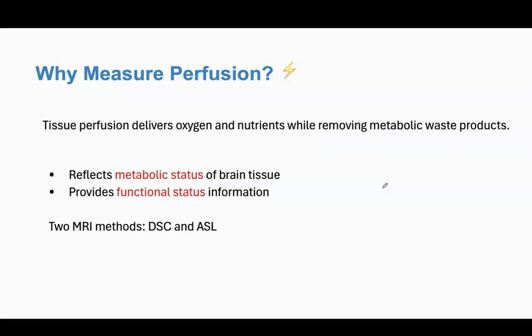Why do we have to measure perfusion? Tissue perfusion delivers oxygen and nutrients and removes metabolic waste. So it reflects the metabolic state of the brain tissue and provides functional status information. There are two main methods by which perfusion can be measured in an MRI: DSC, dynamic susceptibility contrast imaging, and ASL.